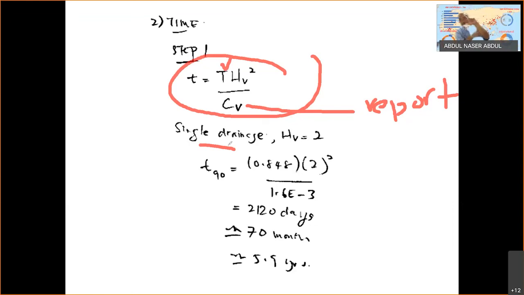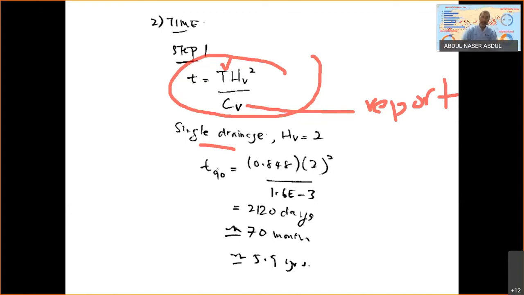But if the thickness of the clay is 2, but the drainage can go up and down, that means 2 divided by 2, so it's 1. H becomes 1. What is the situation when there will be double drainage? Double drainage is when below the clay there will be sand again, and above the clay is also sand. That means water can escape into the sand both ways. But in our case, the water can only escape upward, cannot go downward. That's why it's a single drainage.